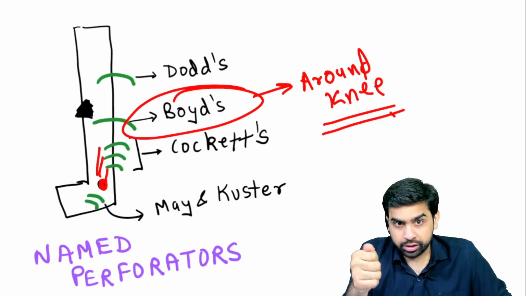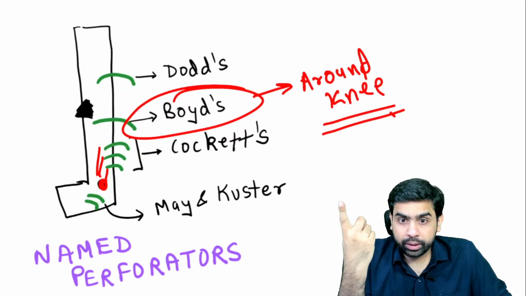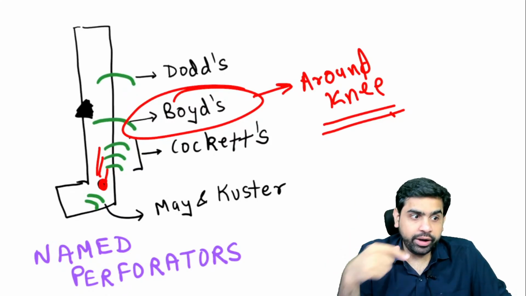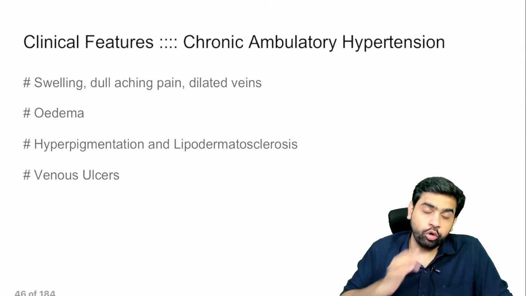The answer was Boyd's. Dodds is basically the above knee perforator. Dodds is above knee, Boyd's is around knee perforator. Okay, so I hope you have understood this point.